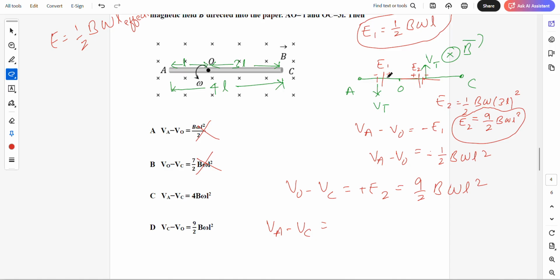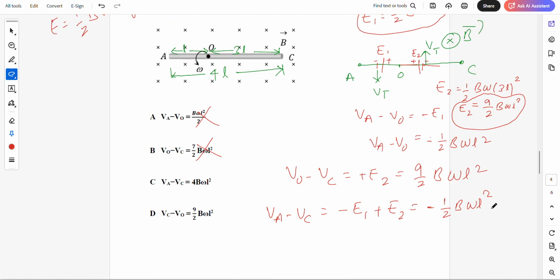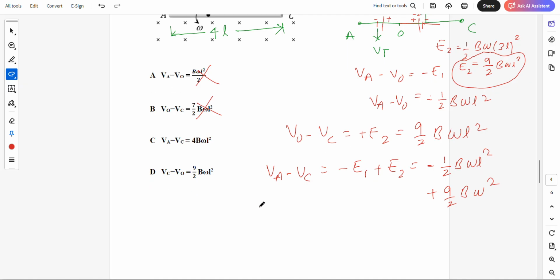Okay. If I move like this, first what am I getting? Minus of E1 and plus of E2. How much is E1? Minus of E1 is 1 by 2 B omega L square. And then what is E2? E2 is plus 9 by 2 B omega L square. If I simplify VA minus VC, how much will it be? 9 by 2 minus 1, this will be 4. 4 B omega L square. 9 by 2 minus 1 by 2 is 8 by 2, that is 4. And this is the right answer.